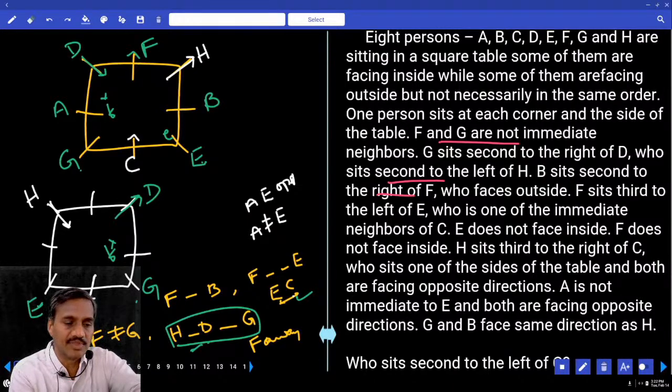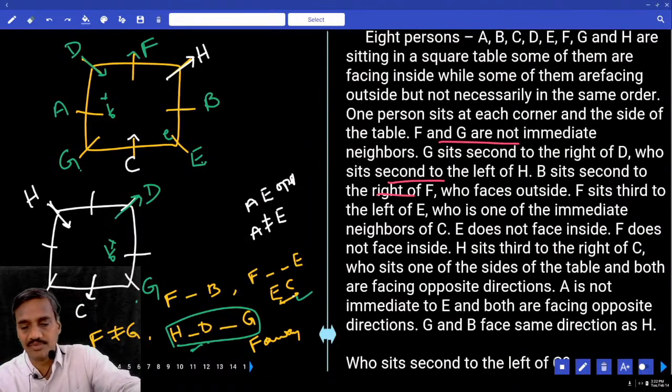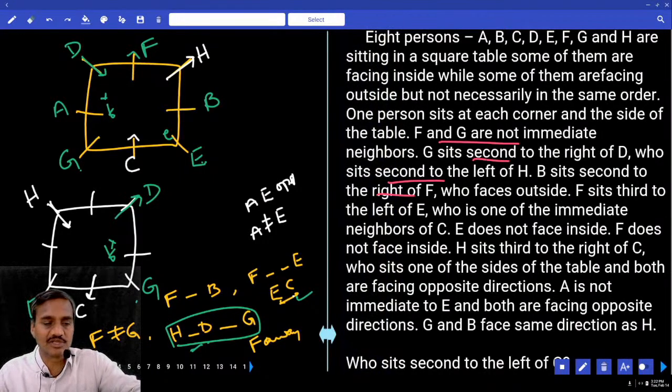And at the same time, F is away from the center. And between F and B, there must be exactly one person. F and G are not immediate neighbors. And B sits second to the right of F. F faces away from the center.